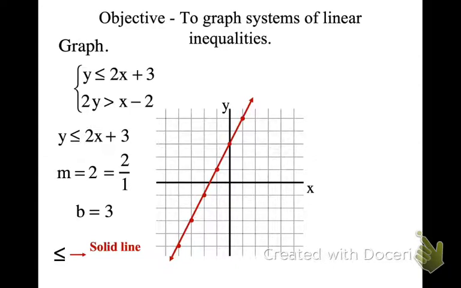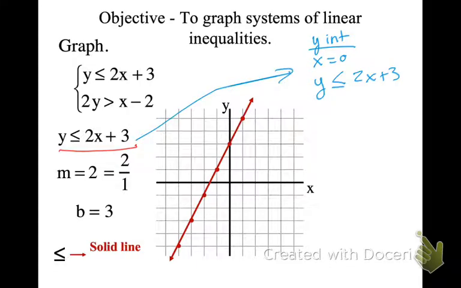Now, shading. You could pick a test point, remember? If you pick 0, 0, substitute it in. If it makes a true statement, then that's the side that you shade. If it makes a false statement, then you shade the other side. But I like to just actually look at the y-intercept. When I'm looking at the y-intercept, x is equal to 0. So if I'm doing y is less than or equal to 2x plus 3, and I substitute y is less than or equal to 2 times 0 plus 3, that really simplifies to y is less than or equal to 3.